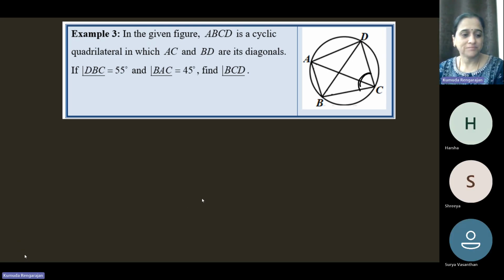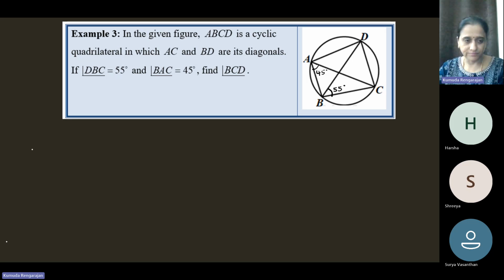Yeah. So the theorem: angles in the same segment of a circle are equal. I found angle DAC. One minute. DBC, this is 55. BAC, this is 45. So I found angle DAC with the theorem.